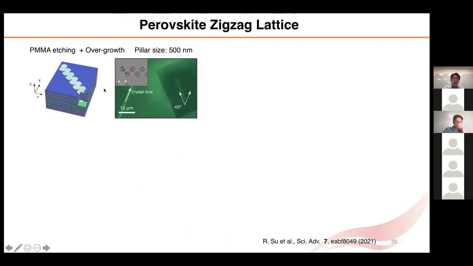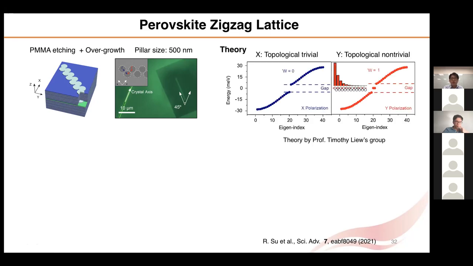This is how we do it with a zigzag chain. Basically, with the same method, we introduce a zigzag chain into the perovskite system, where we intentionally align those long chains around 45 degrees with respect to the crystal axis of the perovskite crystal. In this case, we can make sure that the hopping direction inside the zigzag lattice can be along the crystal axis or perpendicular. So we can make use of those features under different polarizations to create different topological phases.